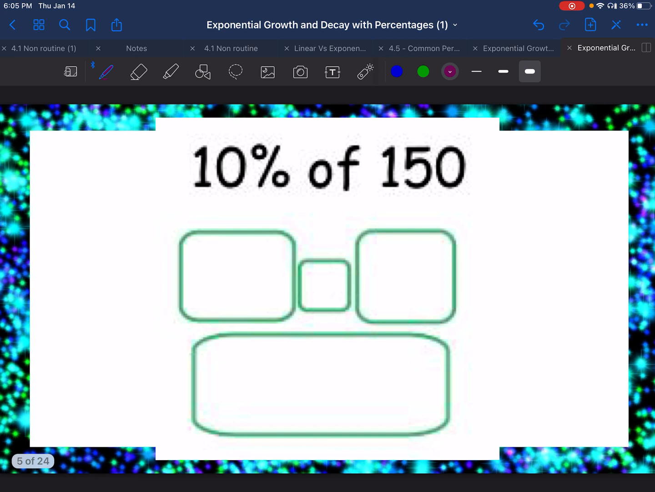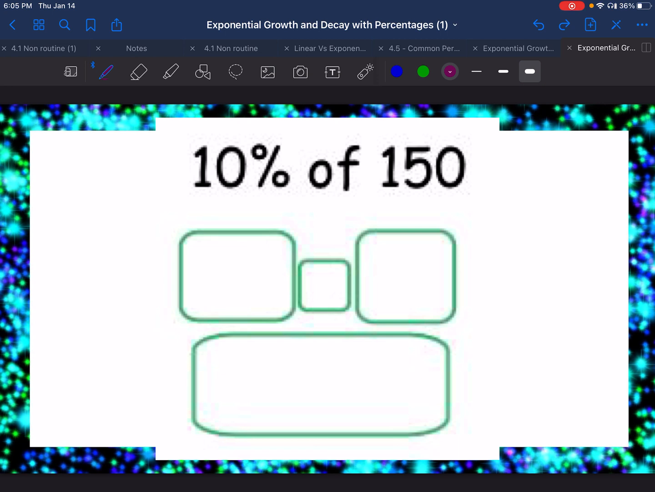Now I can do some actual math. 10% of 150. This is great for calculating sales tax. If you want to tip someone, although you should probably tip closer to 20%, especially in a pandemic. So if I want to put this in my calculator, I don't have a percent button.